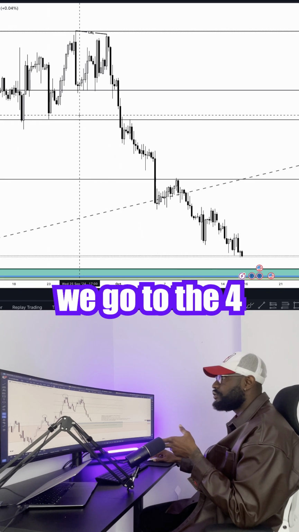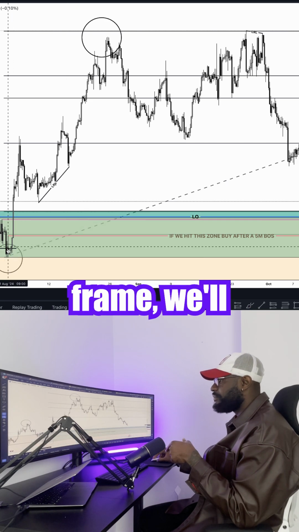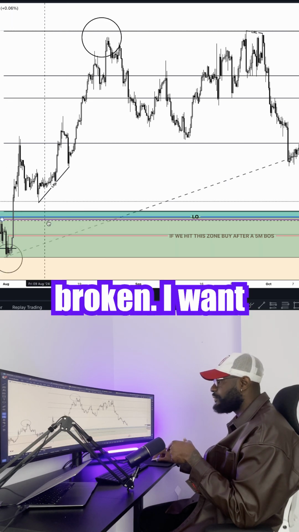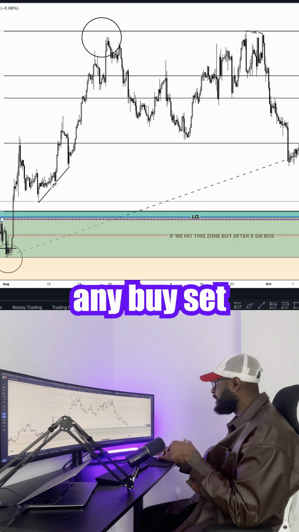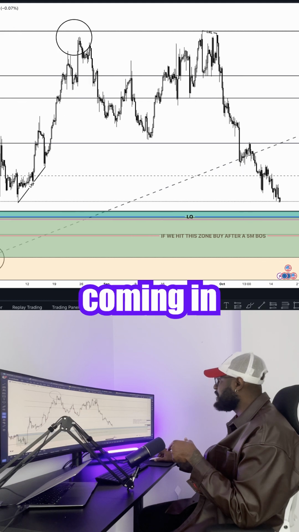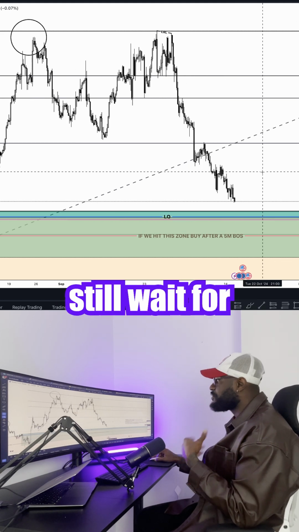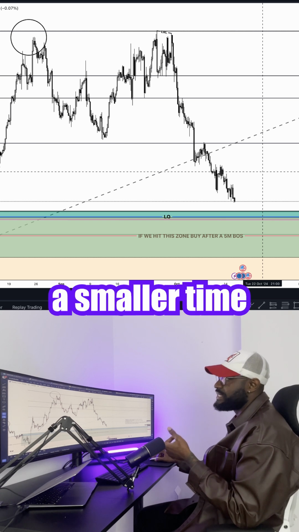And if we go to the 4-hour time frame as well, you can see on the 4-hour time frame, we'll have this high, this low that got broken. I want to see a retest here if I'm ever going to look for any buy setup. I want to see price come there. But it doesn't mean that price coming in there, I'm just going to randomly look for a buy and just buy from any zone. I'll still wait for a confirmation entry, which is a smaller time frame break of structure.